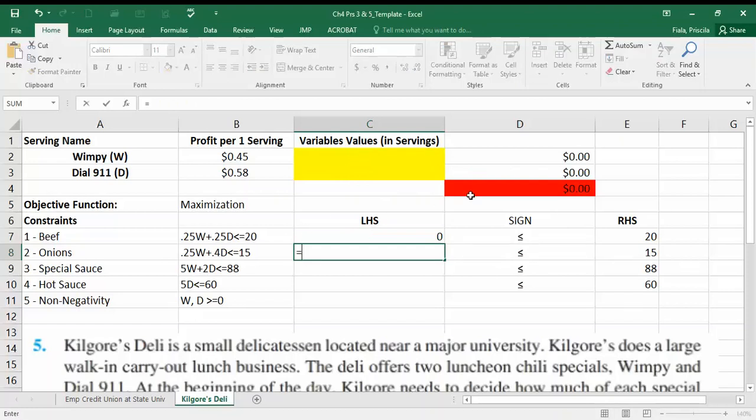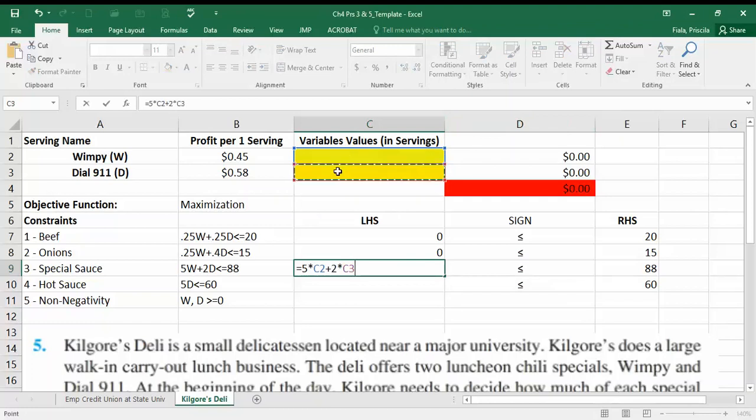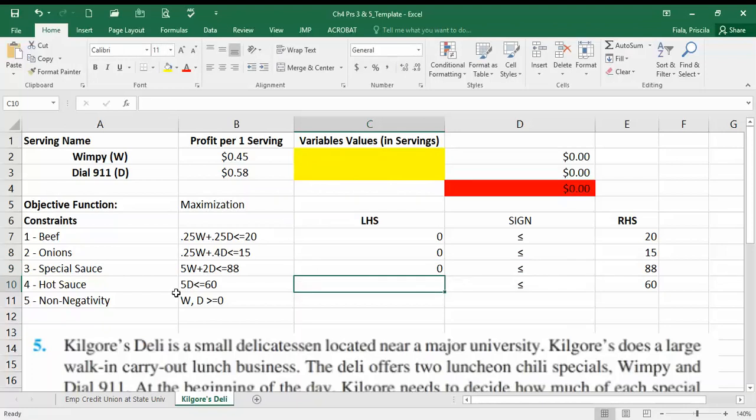Now for the second one, we have 0.25 times my Wimpy value plus 0.4 times my Dial 911 value. And now we have 5, not 0.5, be very careful, times my Wimpy value plus 2, not 0.2, times my Dial 911 value. Over here, we're only working with Dial 911, because that's the hot sauce they added to make it Dial 911. So we're going to do equals 5 times my D, which is Dial 911.